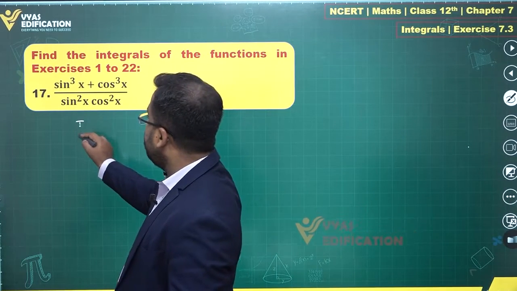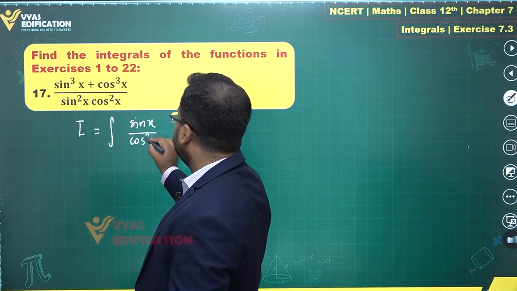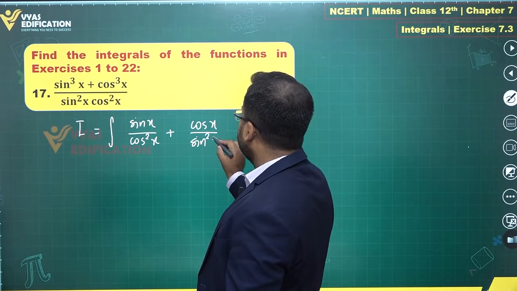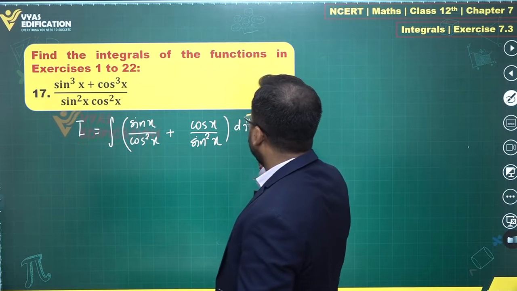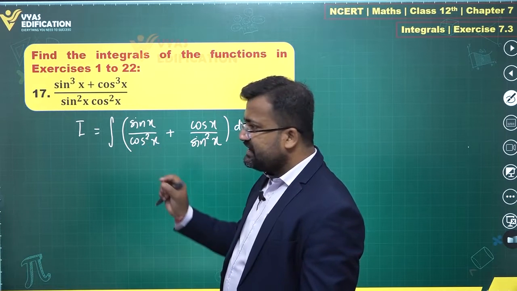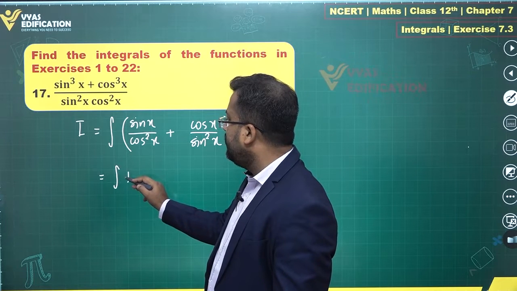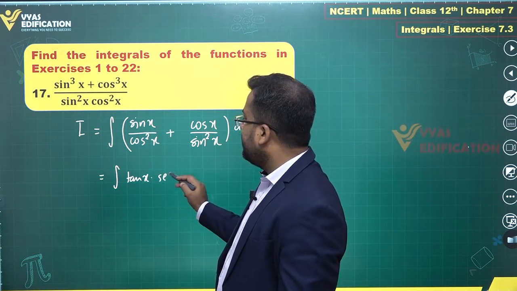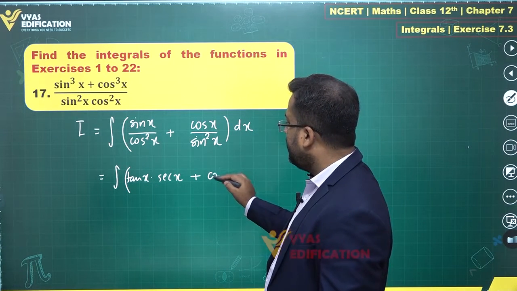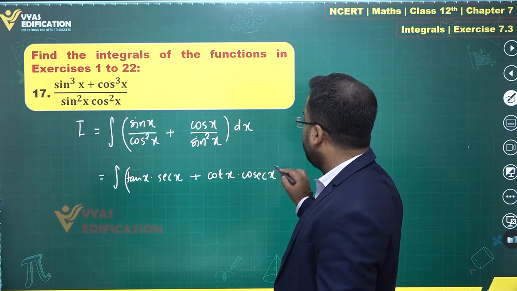So I is actually equal to the integral of sine x upon cos square x plus cos x upon sine square x, by separating the two terms. Yes or no? Yes. And this is sine x upon cos, which is tan x, and you have another cos over here. This will convert to tan x into sec x. Plus you have another term over here. Cos upon sine is cot x, and 1 upon sine which remains is cosec x, dx.